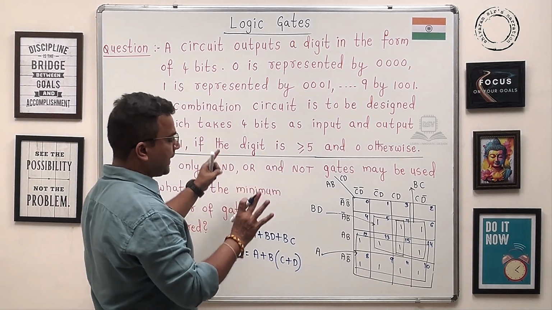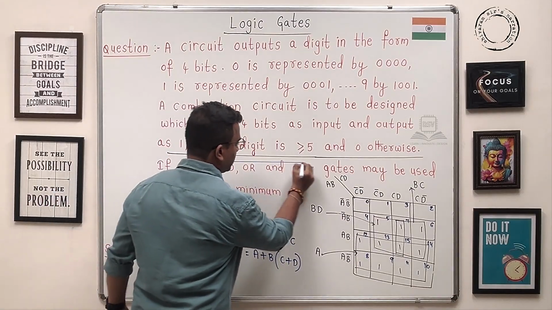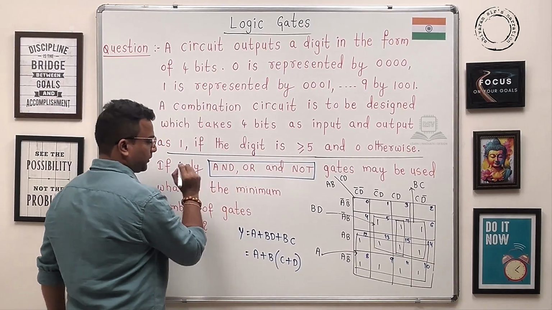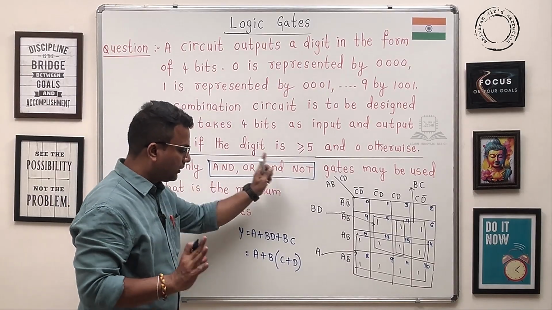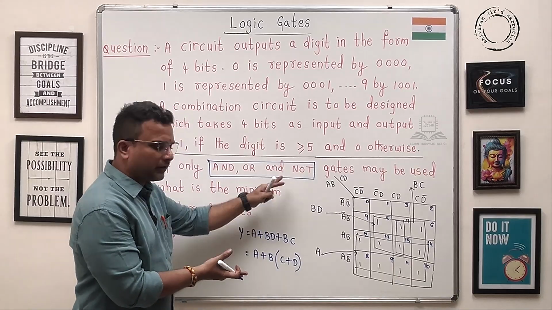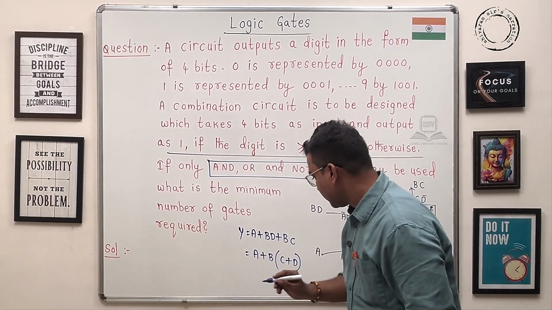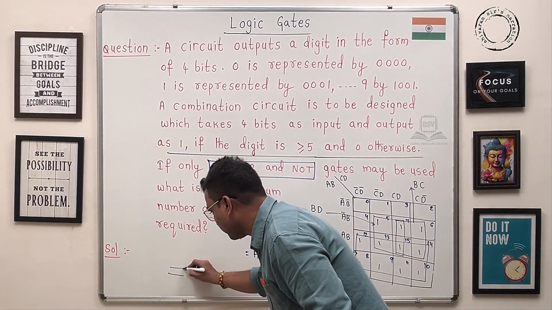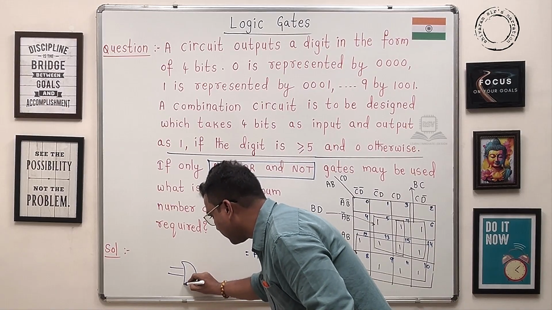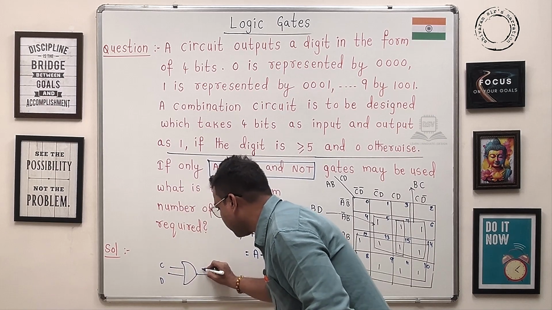And what are the gates available? Here they told we need to implement using these gates only: AND, OR and NOT. And of course you don't require any NOT gate. Hence here if you implement, for C plus D you require one OR gate which can give you the output C plus D.